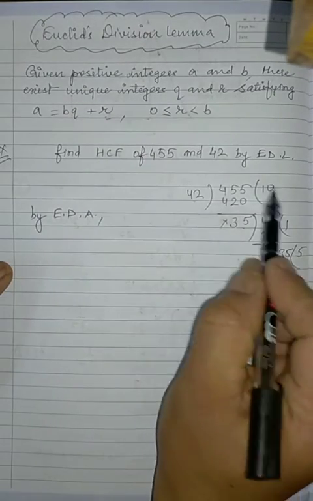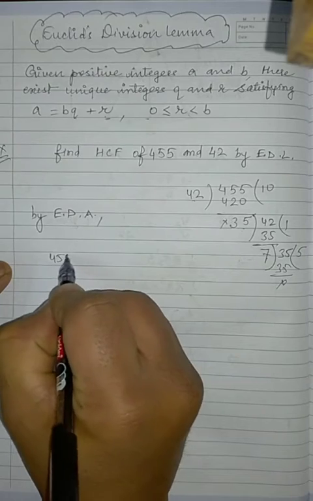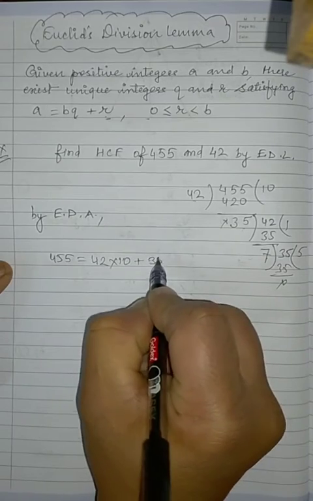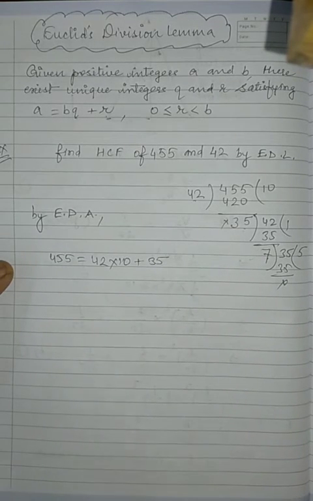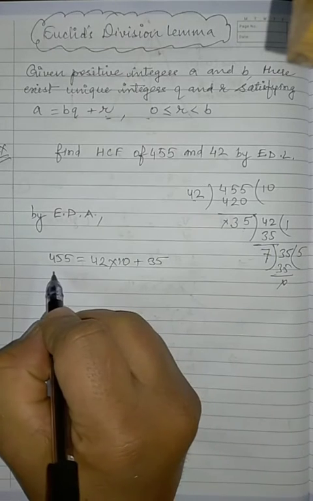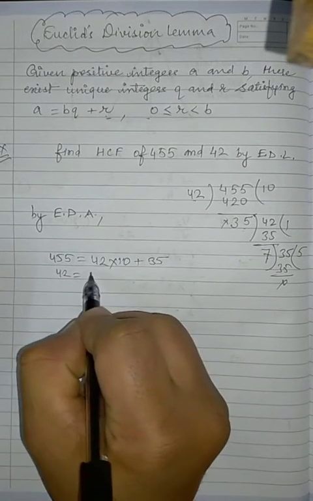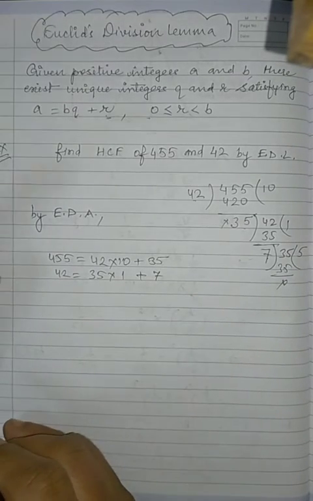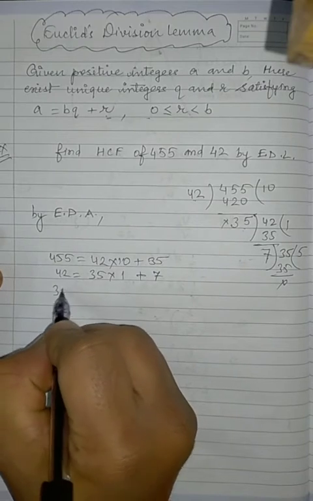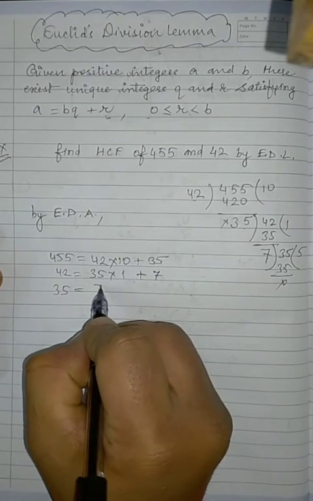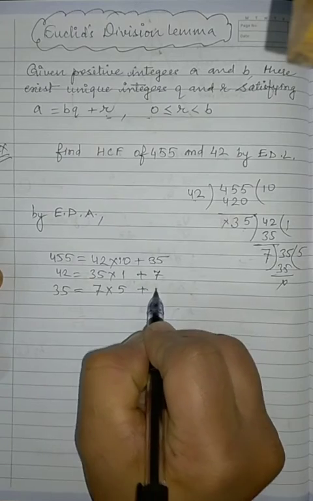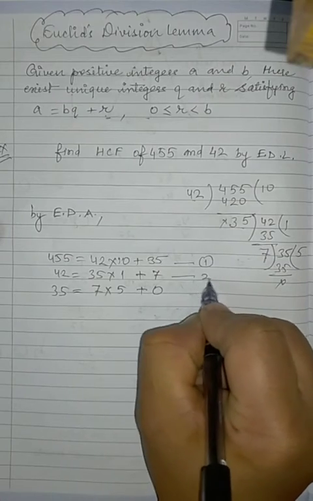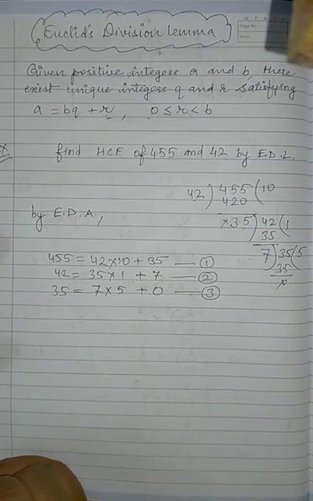For the first step, first division, 455 is equal to 42 into 10 plus 35. In step 2, 42 is equal to 35 into 1 plus 7. Third step, 35 is equal to 7 into 5 plus 0. These are equations number 1, 2 and 3.